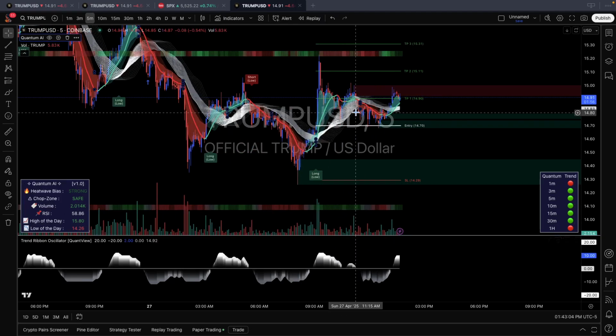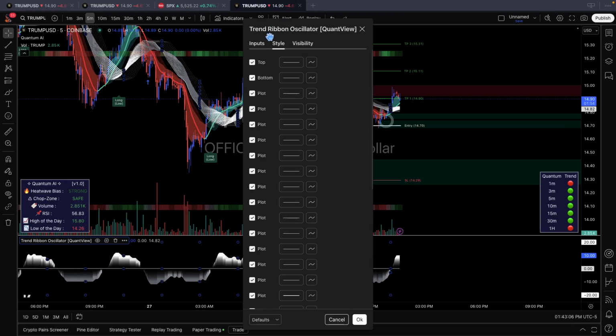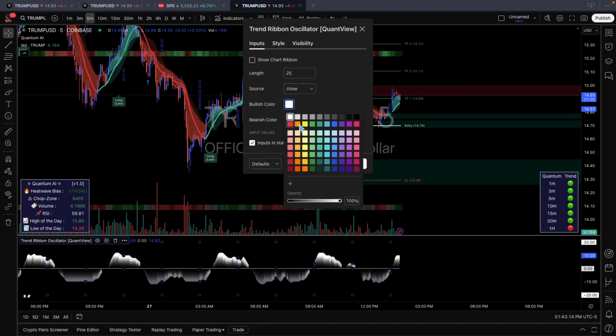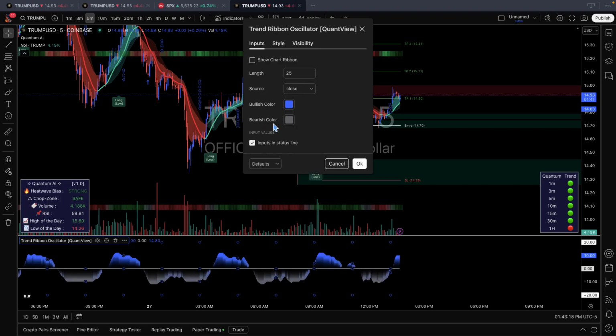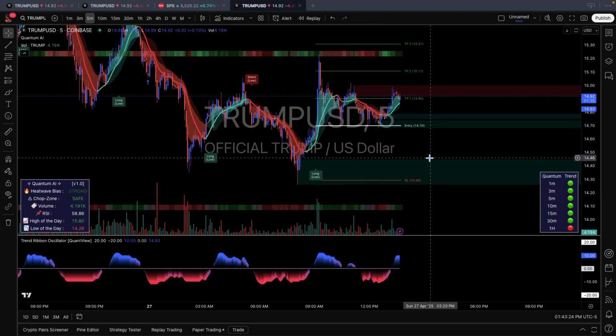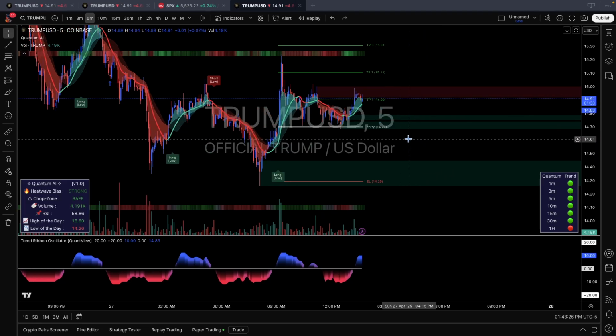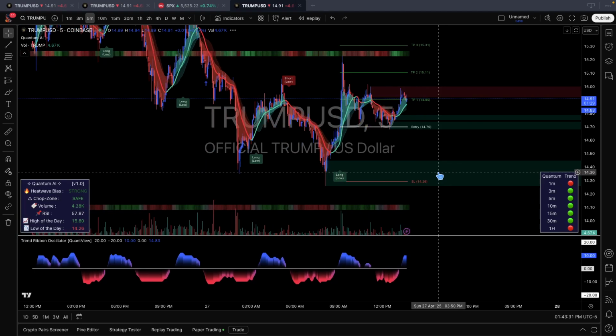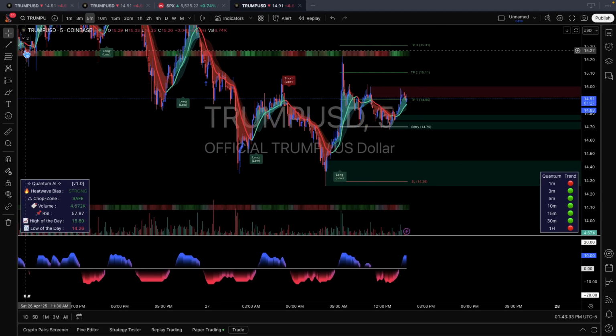Now, real quick, this ribbon, I don't want the ribbon. That's part of this indicator. I'm turning that ribbon off. All right. And actually, I like to keep my colors similar, so I'm just changing that, and then this to red. There you go. And there you have it. I mean, that's basically it. Those are the only two indicators that you need.